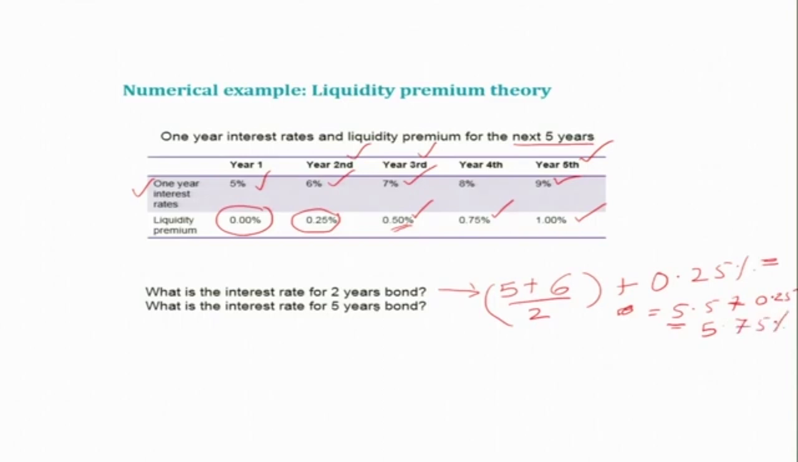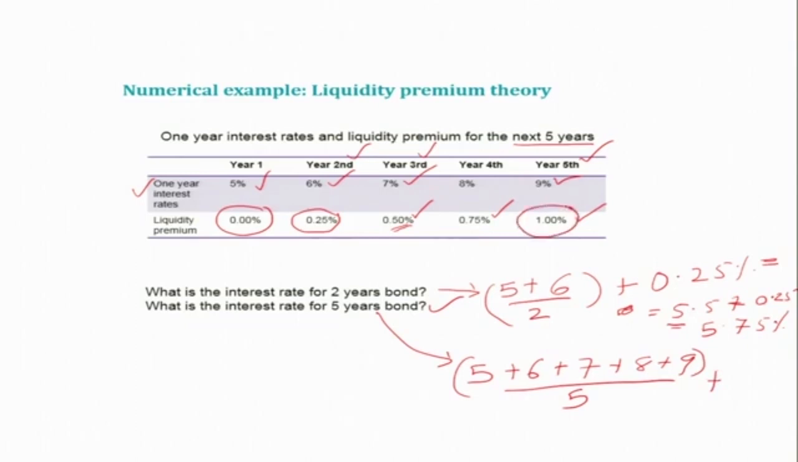So what is the interest rate for a 5 year bond? You can see here that it is going to be the average of all. First we need to look into the expectation theory, that means the average of 5, 6, 7, 8 plus 9. We need to take the average, plus you need to take the liquidity premium, because for the 5th year the liquidity premium is 1. When you add this, you are going to get the interest rate for a 5 year bond, the average of this plus the liquidity premium.